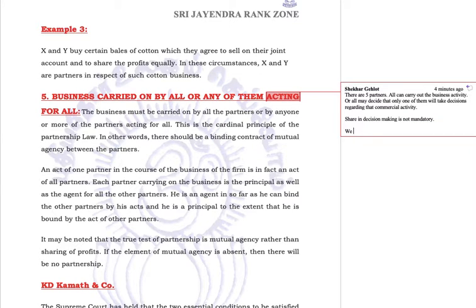We are saying all five are bound by the decision of one, isn't it? All five are bound by the decision of one. That means we are creating a mutual agency, a relationship of mutual agency between all.